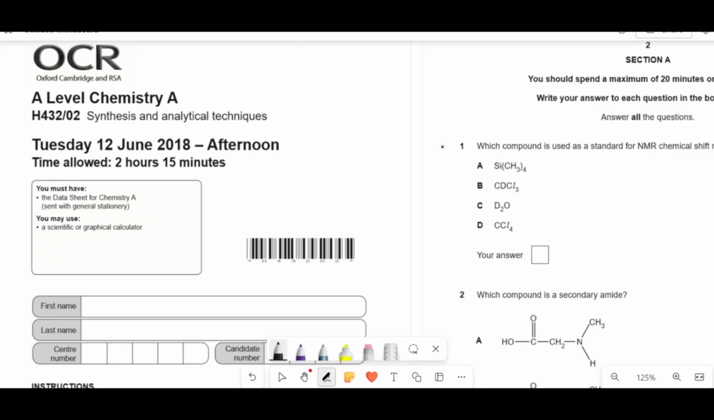Hello everybody, welcome back to another episode of the A-Level Cookbook. Today we're going to be doing the OCR A-Level Chemistry A paper from June 2018, and this is paper 2. This is the paper that I did when I did my A-Levels as well.